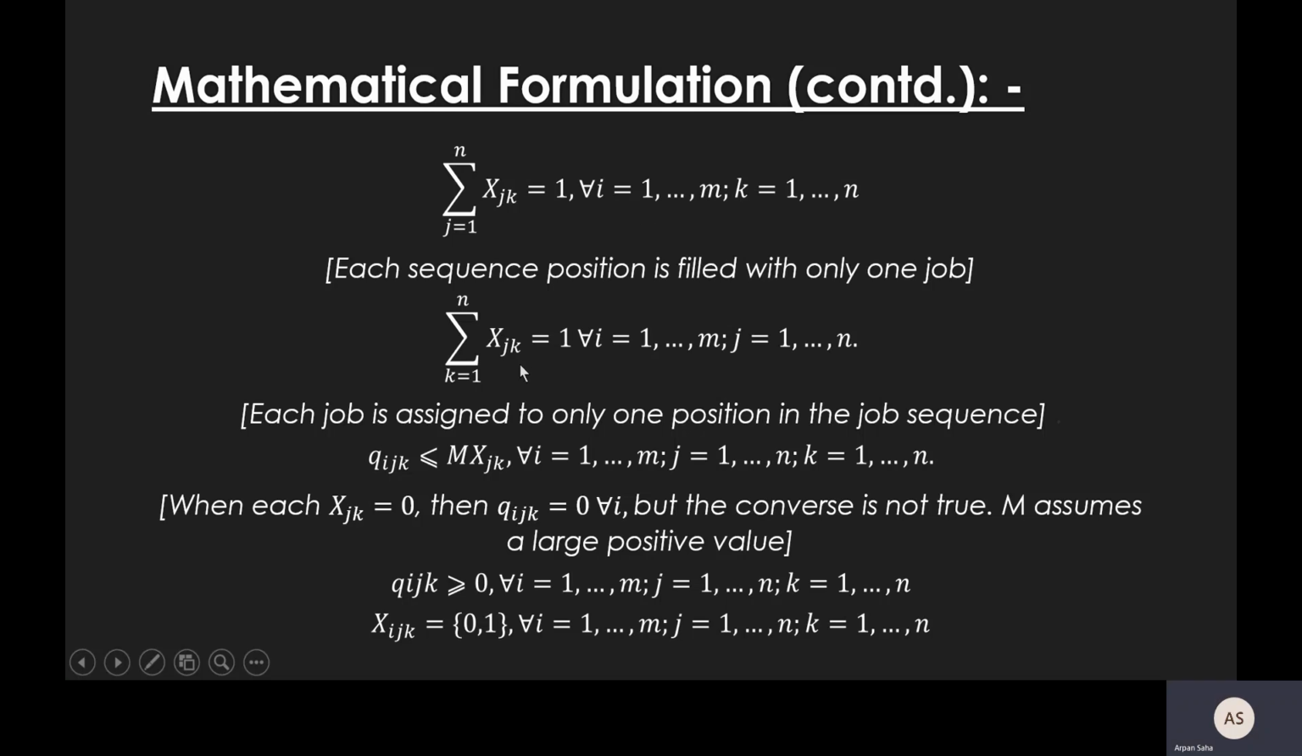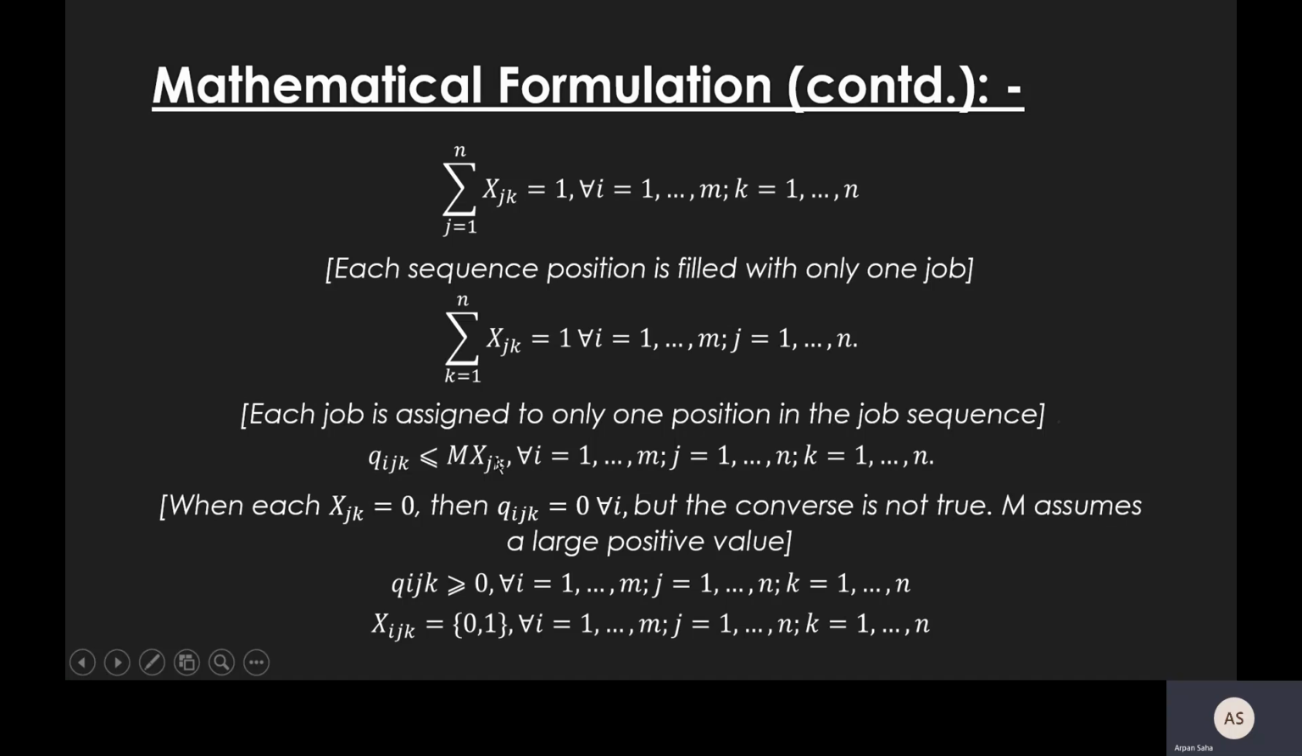The fourth constraint is that each job is assigned to only one position in the job sequence. So this is also very trivial, that if n jobs are to be assigned in n positions, then there can't be more than one job in any one position. So this is our fourth constraint.